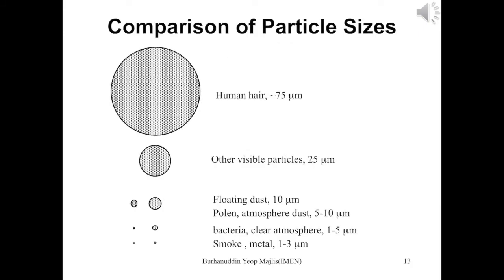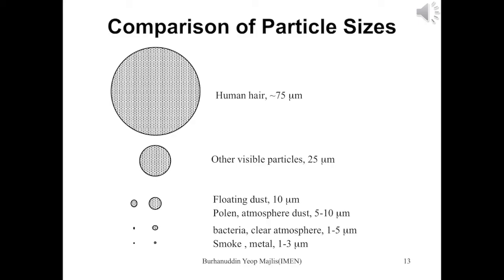Comparison of particle sizes. Sometimes we cannot imagine how small a particle is. When we say it's a 1 micron particle size, how small is that? So we compare with an object that we can see, human hair. Human hair is about 75 micrometer diameter. It depends on the person, sometimes 50 or 100 micron, but normally it's 75 micron diameter. Other visible particles are 25 micron. The particle that we can see is 25 micron.